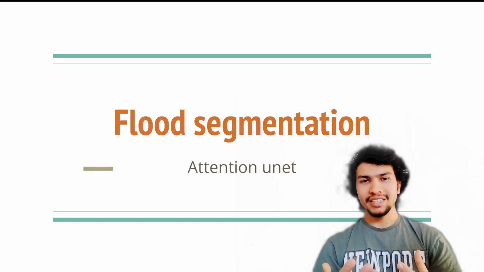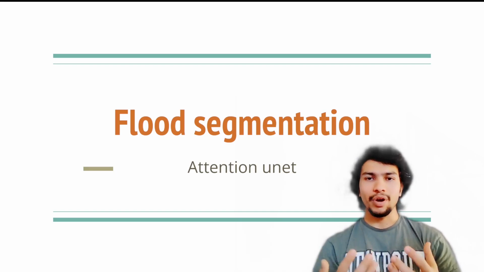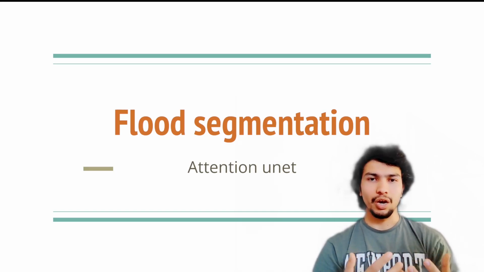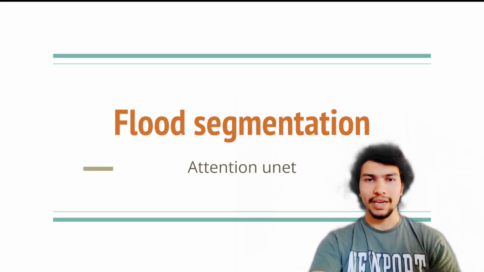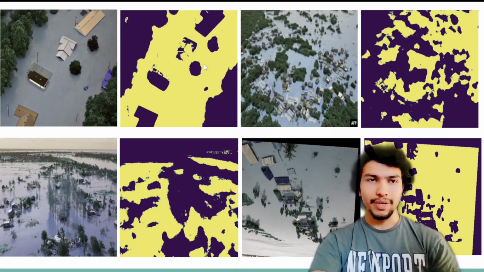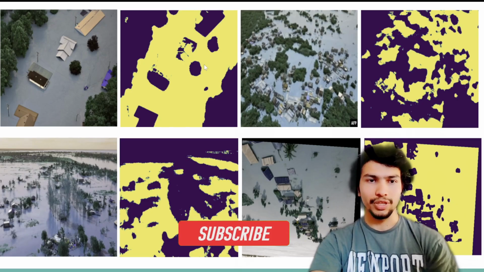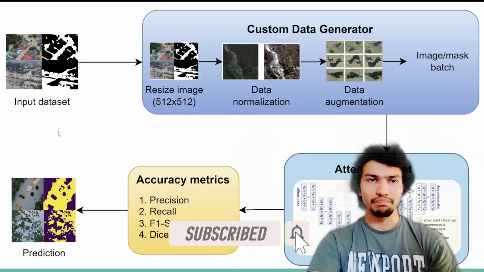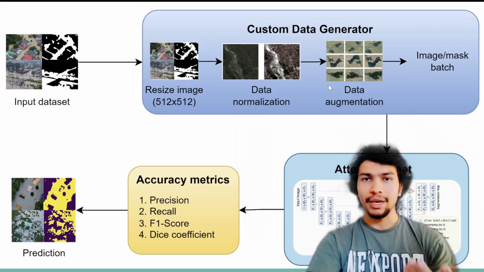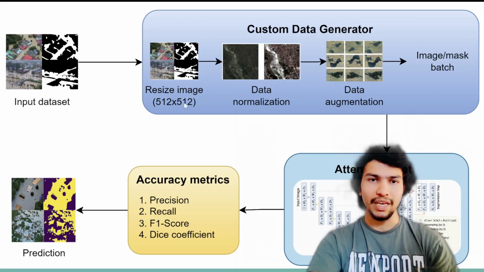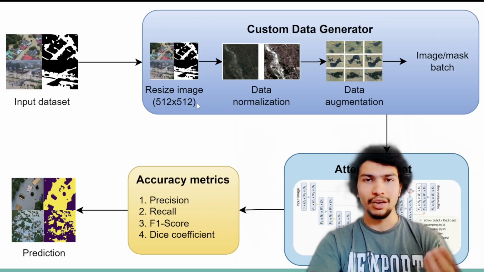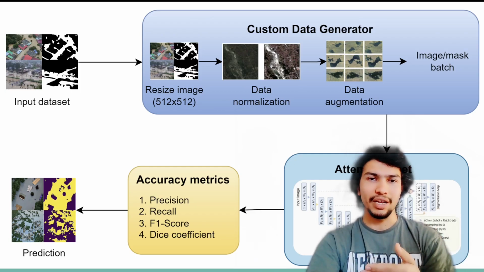Alright, before starting the technical aspect of this video, I want to quickly recap the previous video where I talked about the flood segmentation flowchart, so that we can generate the image segmentation based on the flooded region. So here I have the input dataset and the custom data generator function, and the major work of this function is to resize all my images to 512 by 512 so that I can quickly feed them into the model, train, and get the result.